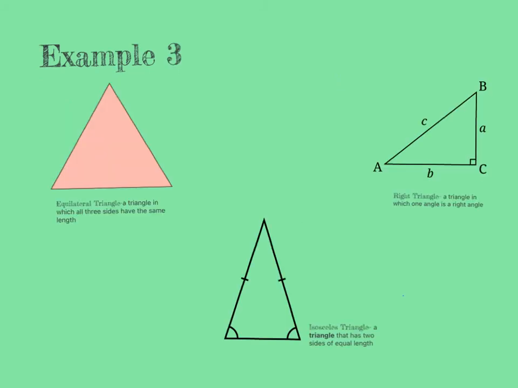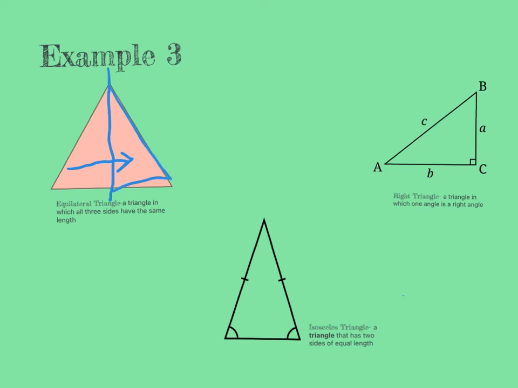Now for example 3, we will be going over line of symmetry in triangles. So first we have the equilateral triangle, and if you don't remember, this is a triangle in which all three sides have the same length. So for this one, you would draw the line of symmetry right down the middle. And if you take this side, fold it over here, it would be right on top of it.